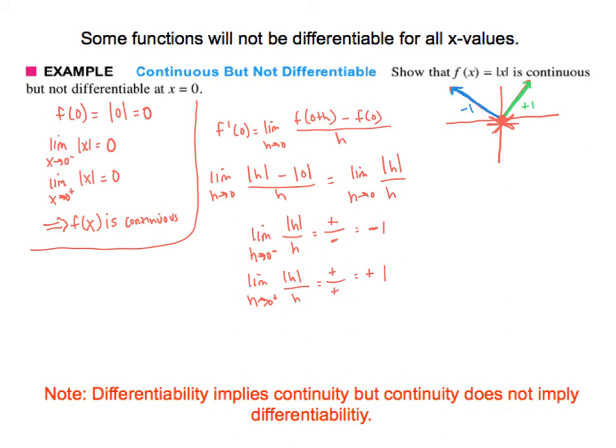So an important note at the bottom of the page, differentiability implies continuity, but continuity does not imply differentiability.